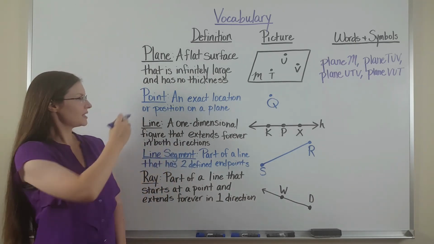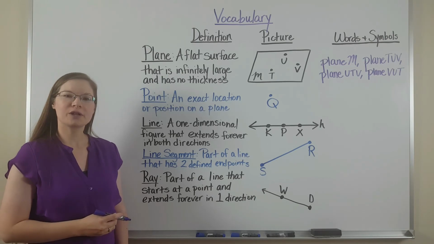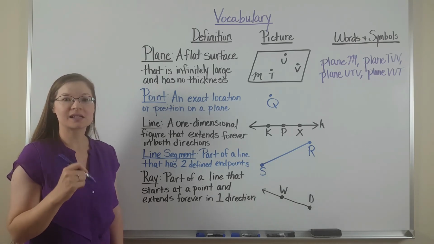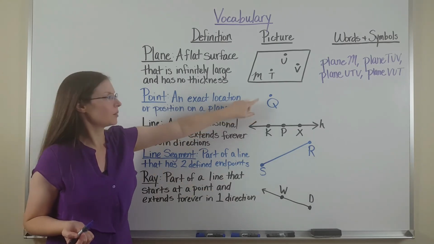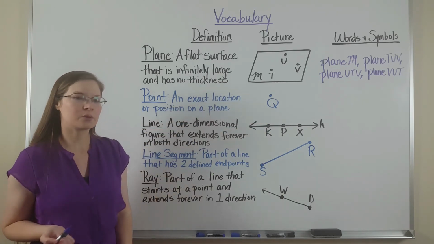Let's go on to point. A point is an exact location or position on a plane. When you read a map, all of the cities are indicated with points to show you that that's a location. And in this case, our example is a point with the letter Q underneath, and we would call this point Q.